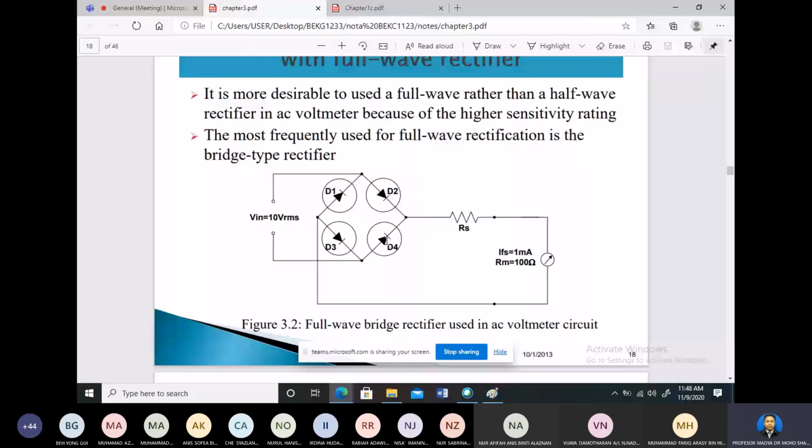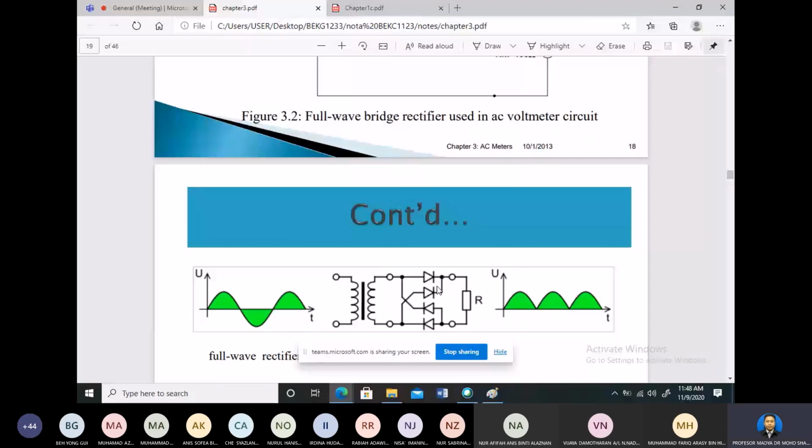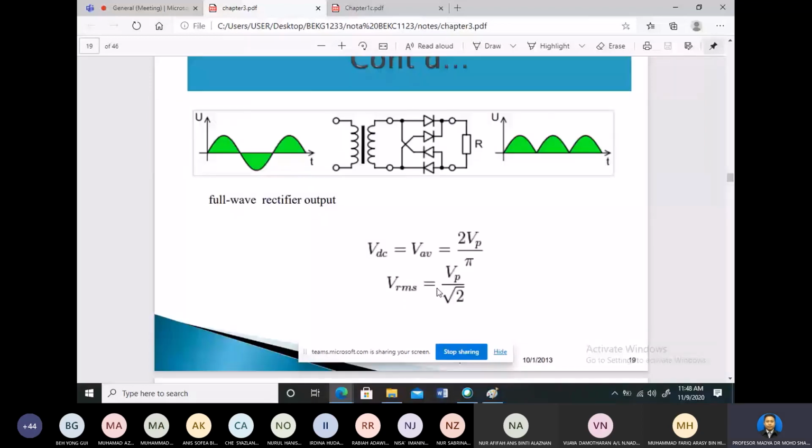So this is the positive cycle. You can see this one. This is actually in our circuit that I mentioned to you, and it will function like this. This is our transformer, and then this is our rectifier.